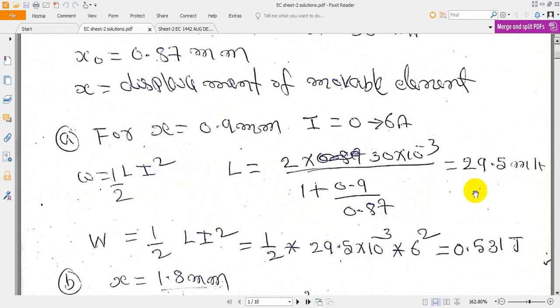Now what will the inductance be? It is the same, it doesn't change. Why? Because inductance depends on the X value. We are calculating at the same distance, and only the current value is changed.